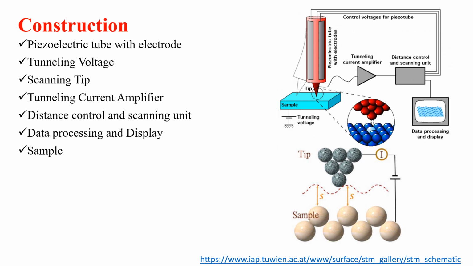Now there are two methods of operation, or modes. The first is constant height and the second is constant current. The data that is fed is given to the distance control unit, and accordingly it takes action, and the signal is passed to the piezoelectric tube. The output, or whatever image we get, is shown in the data processing and display. So these are a few components of an STM.